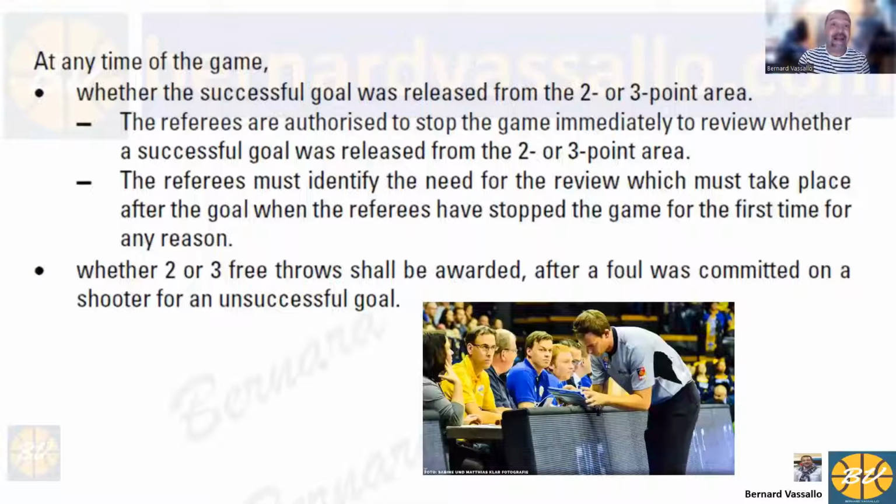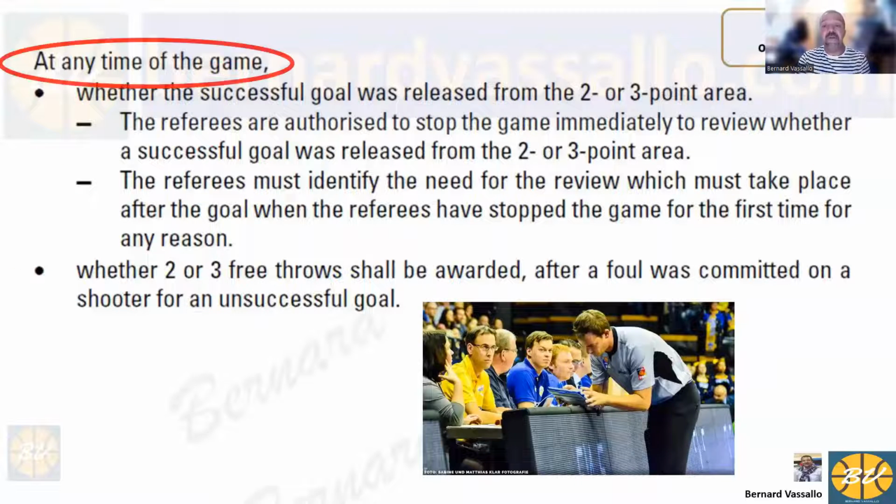Now, let's turn our attention to which plays could be reviewed, or the permitted cases in the rules of the game, starting off with plays that could be reviewed at any time in the game. Therefore, at any time in the game, the referees could review plays to check whether a particular shot has been made from the 3-point area or the 2-point zone. The referees could even stop the game immediately to review whether a successful basket counts as 2 or 3 points.